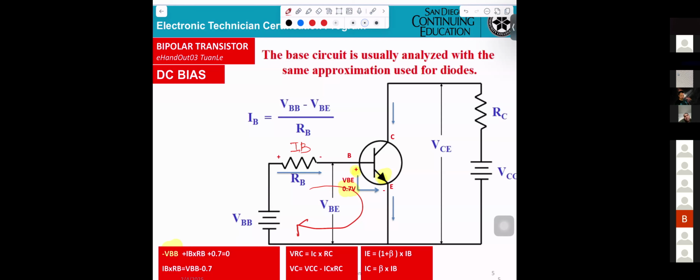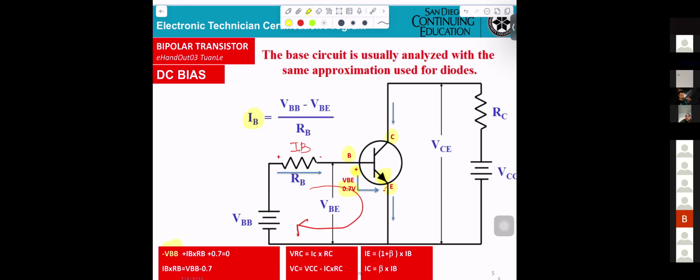If you want, you just use the formula IB equals VBB minus VBE divided by RB. Okay. Also, you get the VCC, RC, the current IC. Okay, this is the collector, this is the base, and this is the emitter.